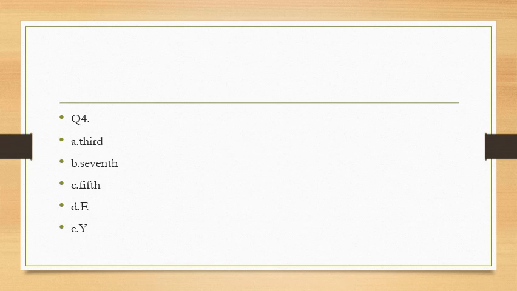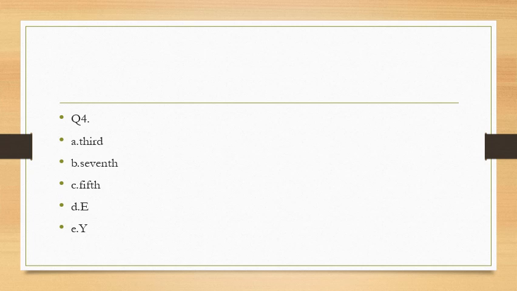Now children, next part D. A is the first letter and dash is the fifth letter. Children, here A is the first letter and E is the fifth letter. A is the first letter, B is the second letter of the alphabet, then C is the third letter, D is the fourth letter, and then E is the fifth letter. So here you will write E.